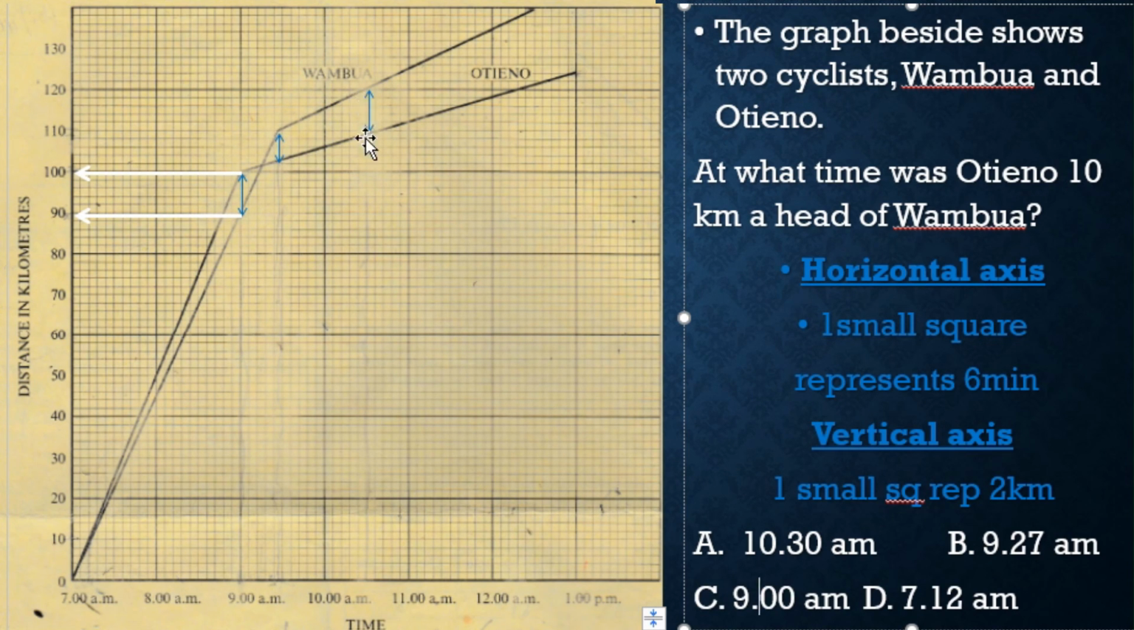When we come to this one, which attracted most candidates, Wambua was at 120 kilometers. This is the line for Wambua at 10:30, and Otieno was at 110. So if we draw a line here, we get 120 minus 110, which gives us 10 kilometers. But that's wrong because at this juncture, it is Wambua ahead. We want that time when Otieno was ahead, and it's this point here, where at 9 a.m. Otieno was at 100 kilometers and Wambua was at 90 kilometers. He had only covered 90. So the difference is 10 kilometers, and that's when Otieno was ahead.